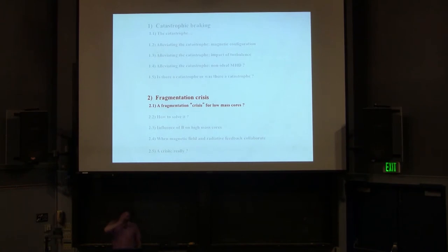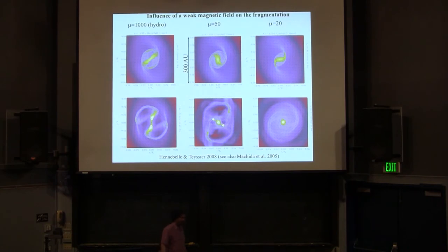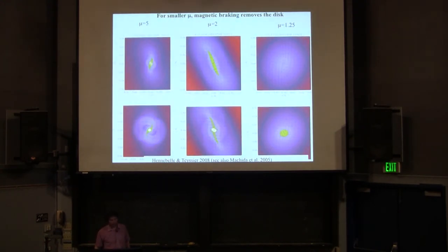So I try to discuss the problem with the disk, and as someone has already seen, there may be a problem with binaries and with fragmentation. The hydro disks, as we saw already and as many people have done, fragment quickly into a couple of stars. If you have a very, very small magnetic field, you see the pattern already being changed. And if you go to a value as low as mu equal 20, which is very little, in this simulation at least, you stabilize your disk. So you have a disk because the braking is small, but it does not fragment. And of course, if you increase the strength of the field, this is even stronger.